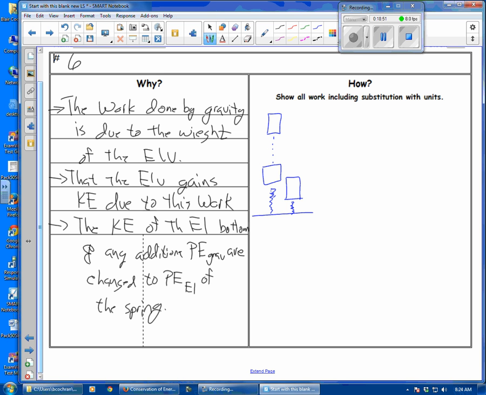So it's going to have work done on it by gravity there. It's going to have kinetic energy here. When it gets down here, it's going to have potential energy elastic. That's the height it gives me. This here I'm going to call delta x, the height, the amount it compresses the spring.